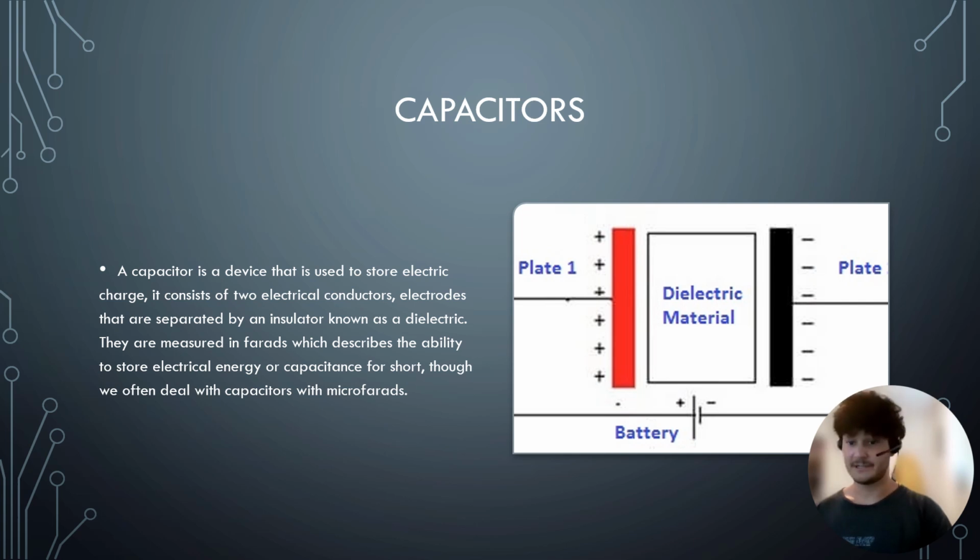A capacitor, on the other hand, is much like a battery. It's a device that is used to store electric charge. It consists of two electrical conductors, known as electrodes, separated by an insulator, known as a dielectric. Capacitors are often measured in farads, which describes coulombs produced per volt from a capacitor, though we often deal with capacitors in microfarads. Paired with the capacitance of a capacitor is the voltage which it can retain. Unlike a battery, a capacitor stores far less energy, though it can charge and discharge much quicker. We'll get into why this is useful a bit later.